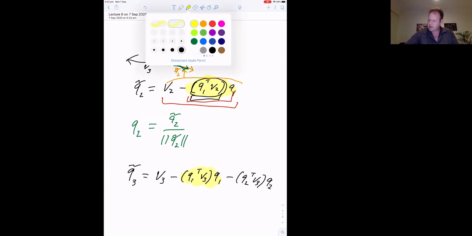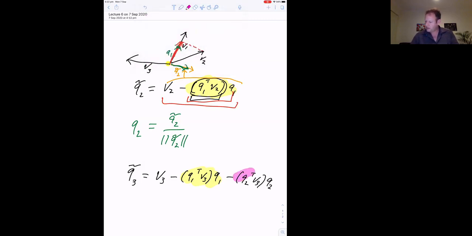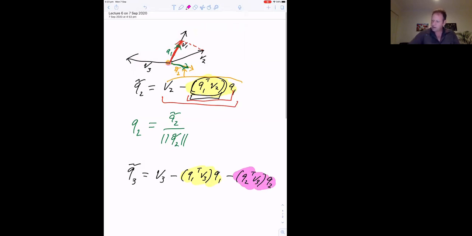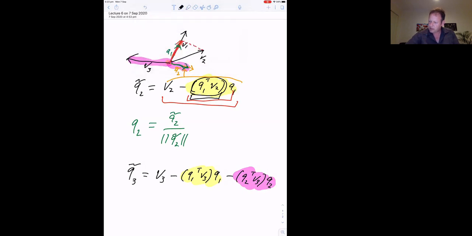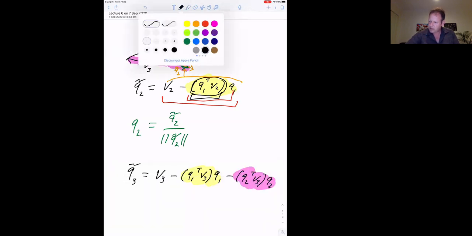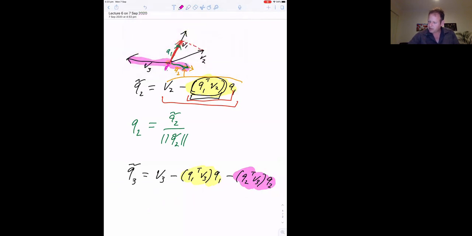This, let's say this purplish pink thing that I'm highlighting here, is the description of this V3 in terms of Q2, which is just going to be a very small description. It's just going to be something like that, a little thingy there.